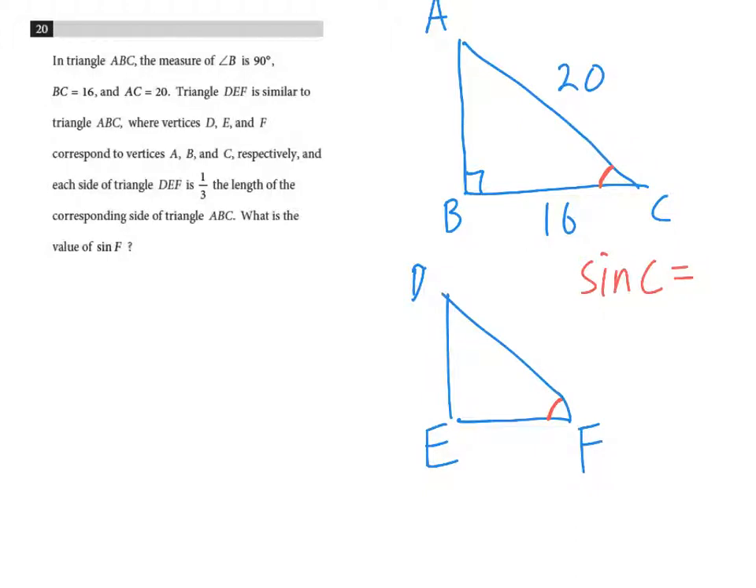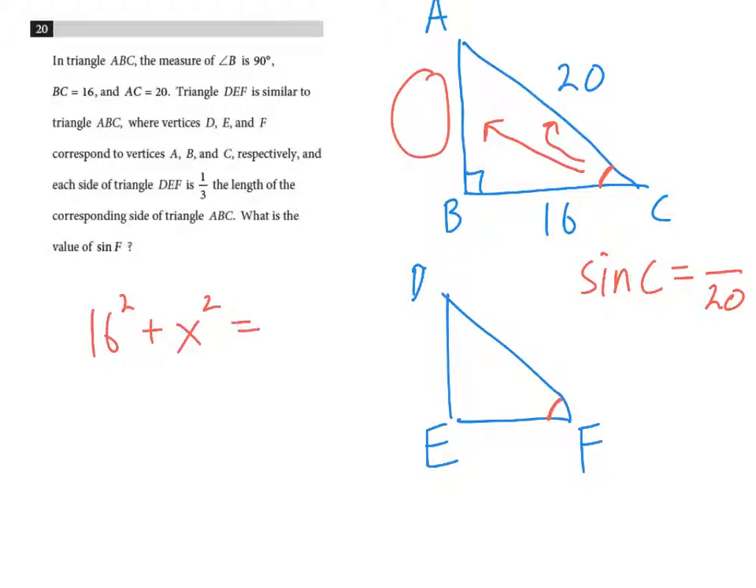Sine of C is just going to be opposite over hypotenuse. So it's going to be something over 20. And to figure out this opposite side, we need to use the Pythagorean theorem. The Pythagorean theorem just says that the sum of the sides squared, I'm going to use x for the unknown side length, is going to be equal to the hypotenuse squared.